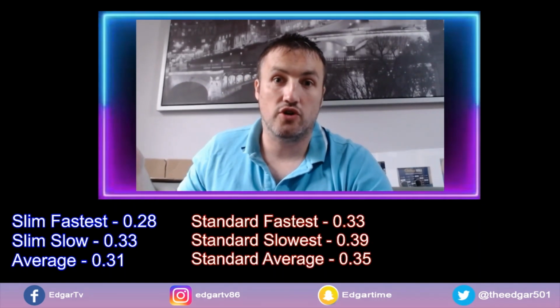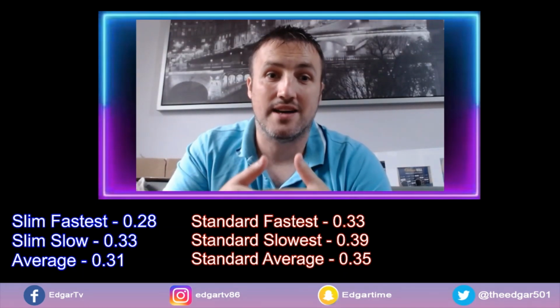Anyway, slim flights. I've got the fastest, the slowest, and the average. The fastest time I recorded was a 0.28. This is in seconds. 0.28 to a slowest time of a 0.33 with an average of a 0.31. That is from leaving my hand to first penetrating the board, as we said in the introduction.